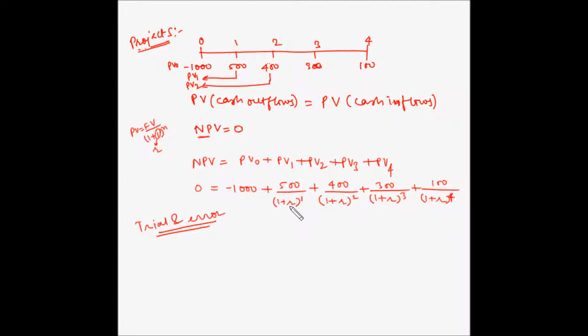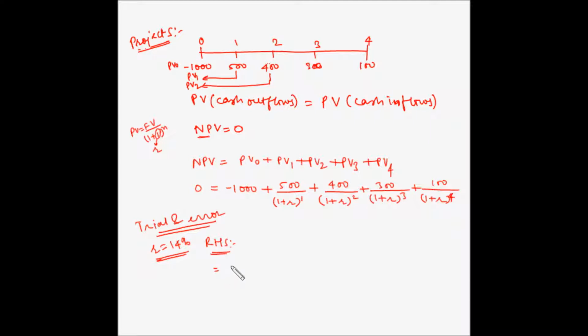The other possibility is that the value of right hand side is lower than 0. In that case, we need to increase the value of right hand side. So if you have to increase the value, then we'll have to lower the denominator. So we'll have to lower the rate of return. So for this example, let us first consider R equals 14%. Now let's calculate the value of the right hand side.